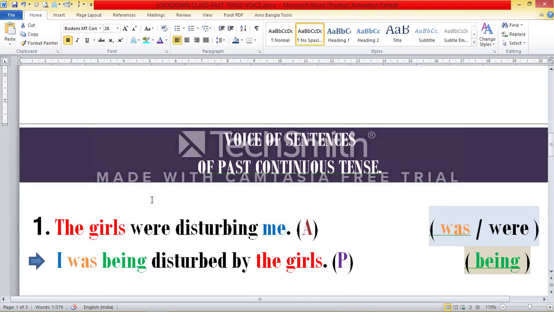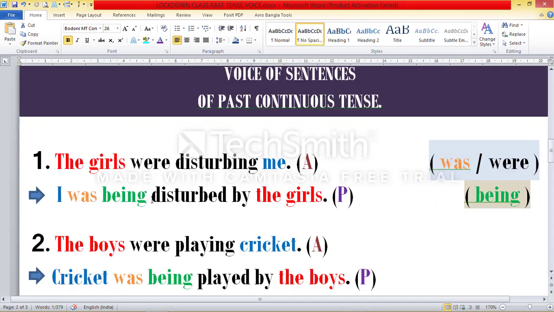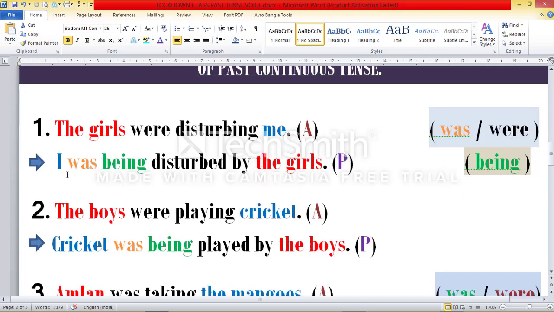Now let's go to the sentences which are of past continuous tense. Here the rules are somewhat different. So for example, let's go to the first sentence. The first sentence is, the girls were disturbing me.